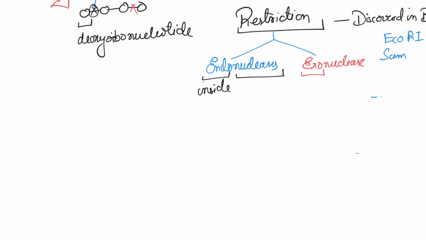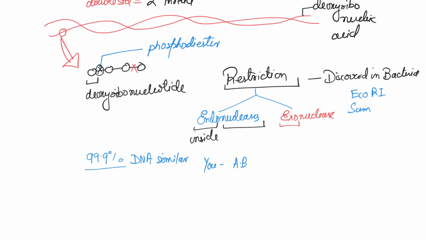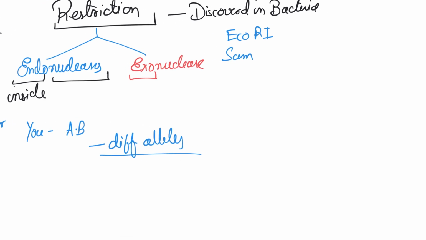Because 99.9% of the DNA that you have is similar, this is you and this is Amitabh Bachchan. You are going to have 99.9% DNA as same, right? Now, but there would be differences. The differences would be because you have different alleles. Remember that you have different alleles. And what are alleles? If you have forgotten, different alleles meaning different recipes, right?